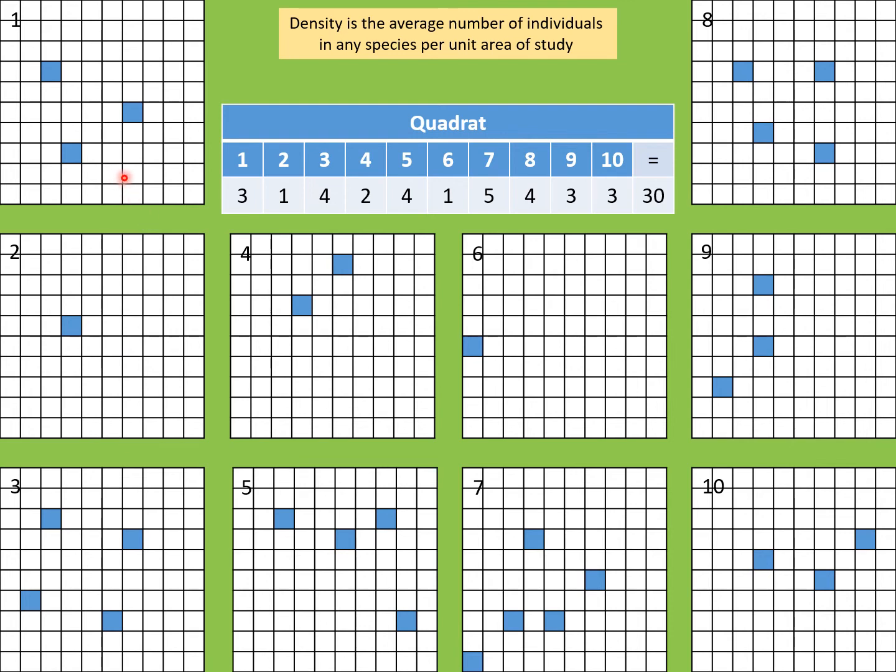In quadrat 1 there are 3 species X. We put the 3 here, and in quadrat number 2 only 1, quadrat number 3 only 4, quadrat number 4, 2 species X. Quadrat number 5, there are 4. And then quadrat number 6, there is 1 only here. We put 1 here. And quadrat number 7, there are 5. Quadrat number 8, 4 only. Quadrat number 9, 3. Quadrat number 10, 3. So altogether there are 30 individuals of species X.